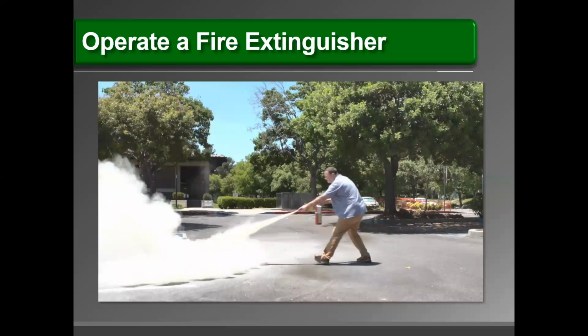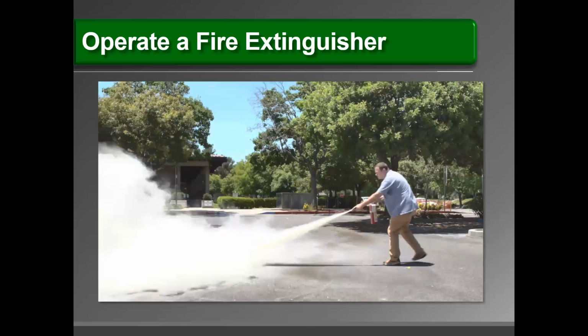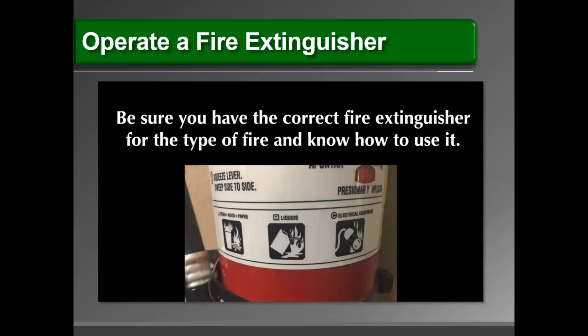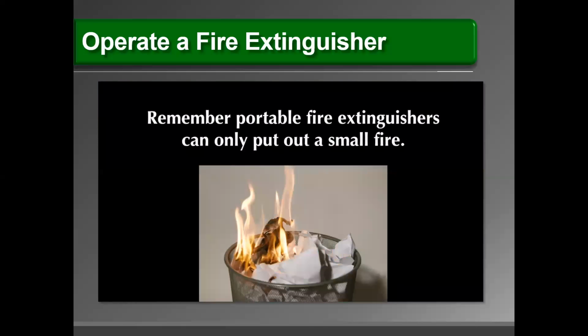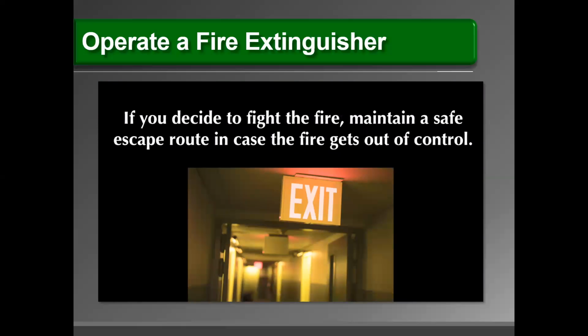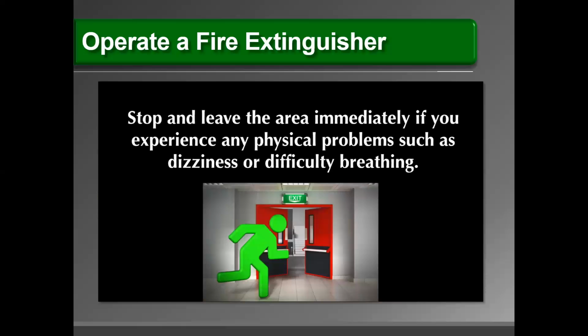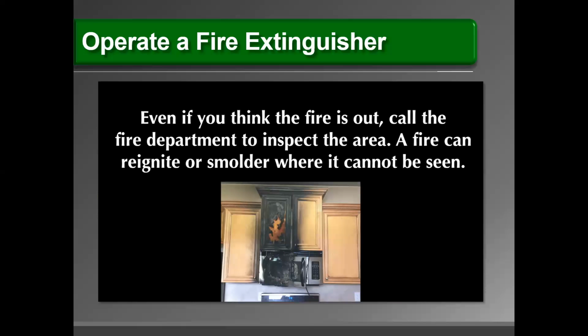If you are unsure you can put the fire out, evacuate the area immediately and call 911. Keep in mind the following safety precautions if attempting to extinguish a fire. Be sure you have the correct fire extinguisher for the type of fire and know how to use it. Remember, portable fire extinguishers can only put out a small fire. If you decide to fight the fire, maintain a safe escape route in case the fire gets out of control. Have a backup person standing by whenever possible in case assistance is needed. Stop and leave the area immediately if you experience any physical problems, such as dizziness or difficulty breathing. Even if you think the fire is out, call the fire department to inspect the area. A fire can reignite or smolder where it cannot be seen.